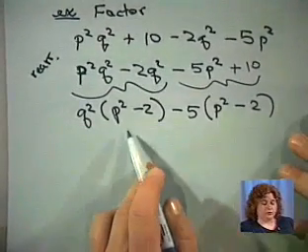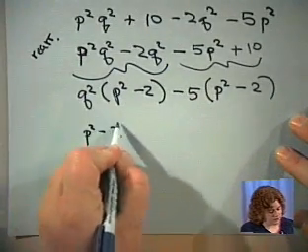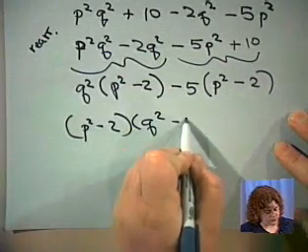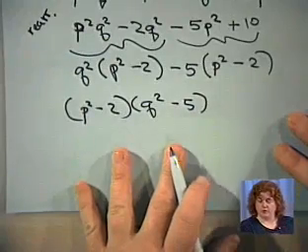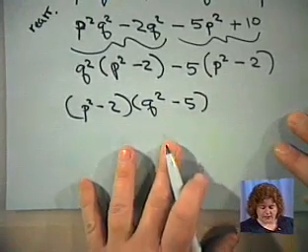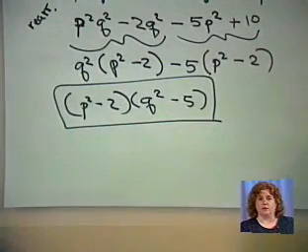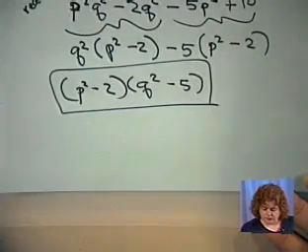Now I have this p squared minus 2 in common that I can pull out, and I have a q squared minus 5. And at this point in your life, that's all the more you're going to do with this. It is factored. Highly recommend you check that by FOIL and see if you get back to the original. But it is done.